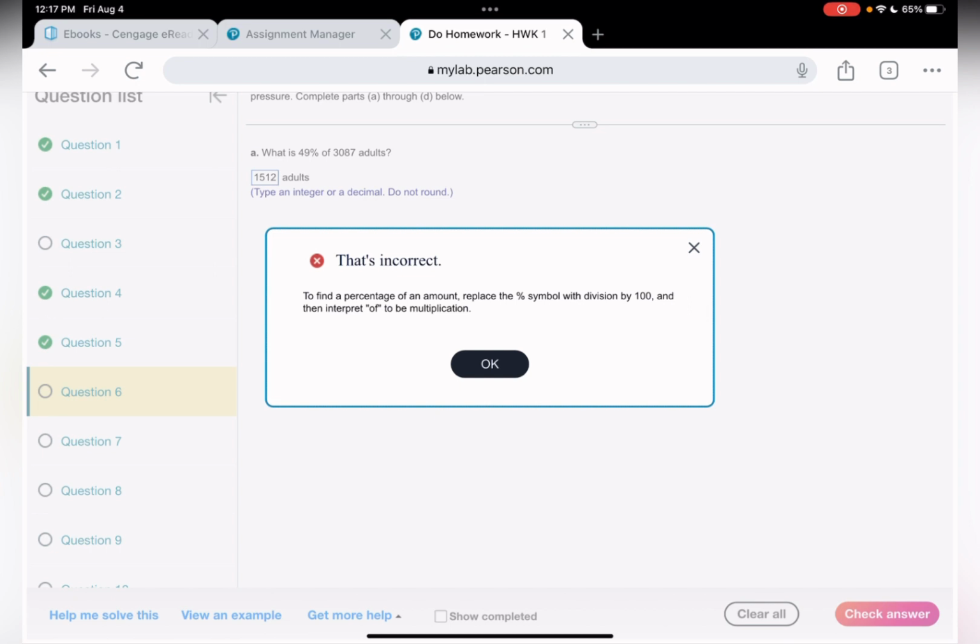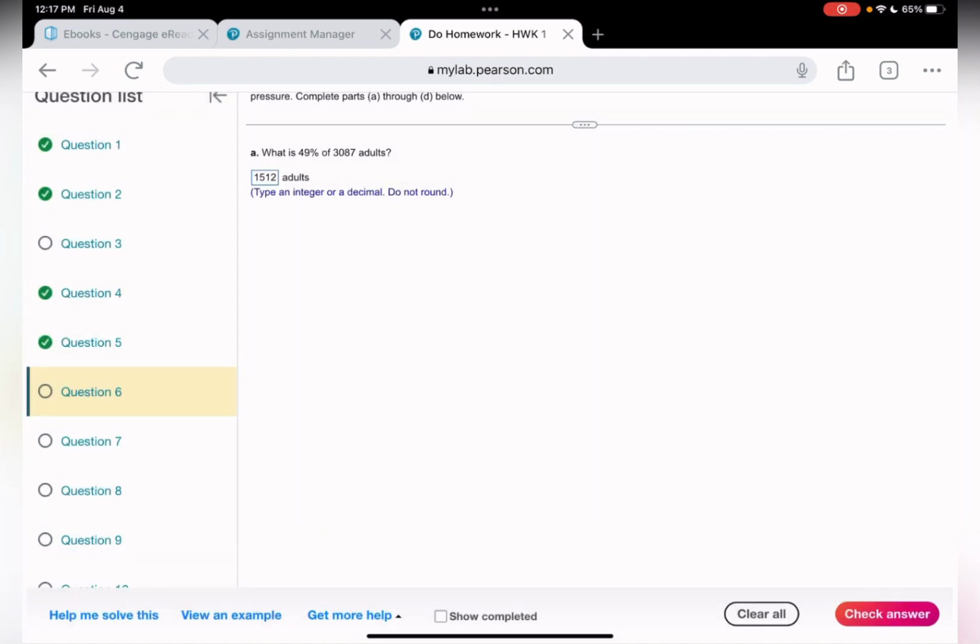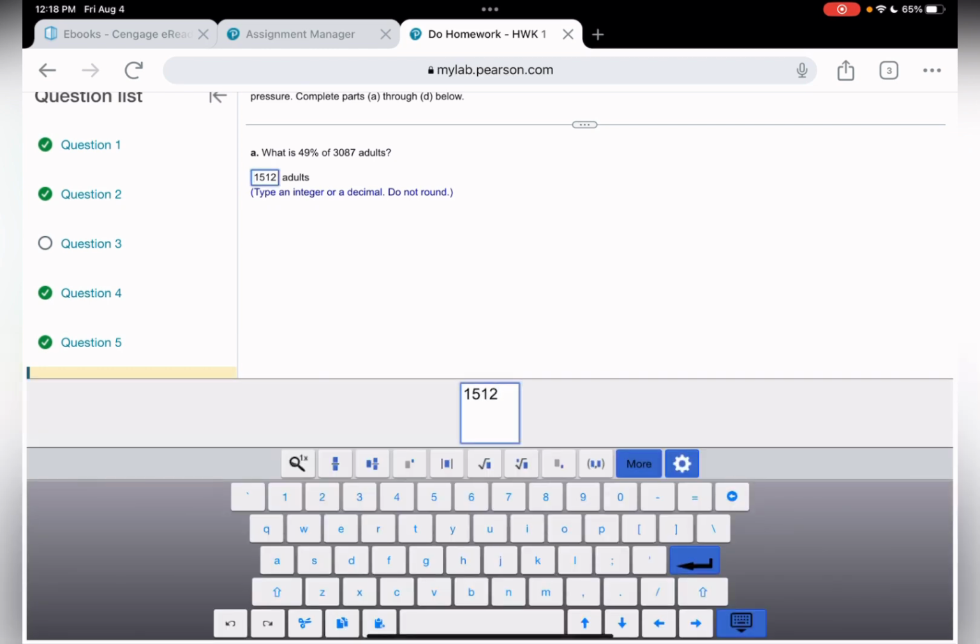Okay, what is incorrect? Let me solve it again. Maybe sometimes my calculator is doing something wrong. So 3087 times 0.49. I didn't put decimal notation, okay. Dot 63. Yeah, I didn't read it. It says type an integer.